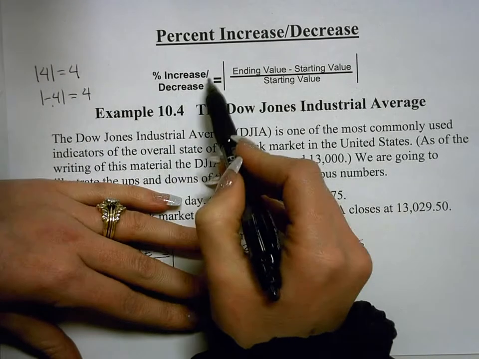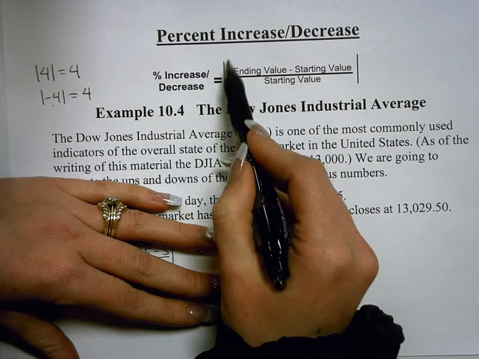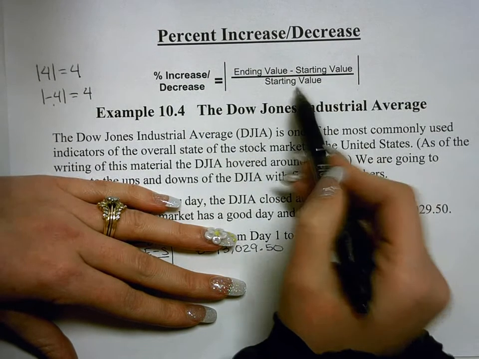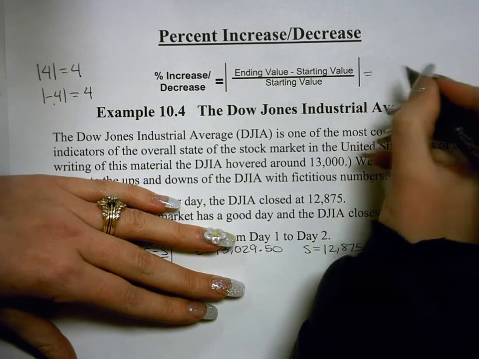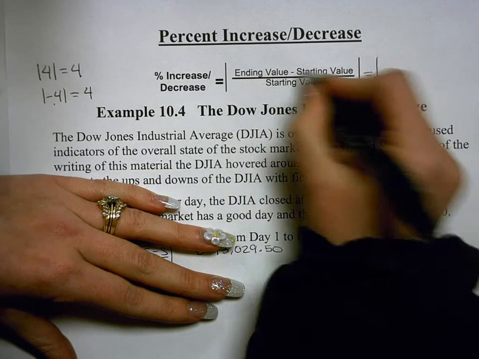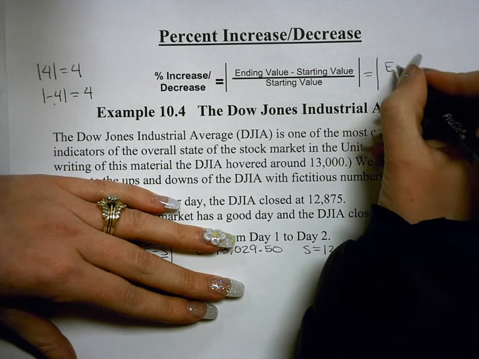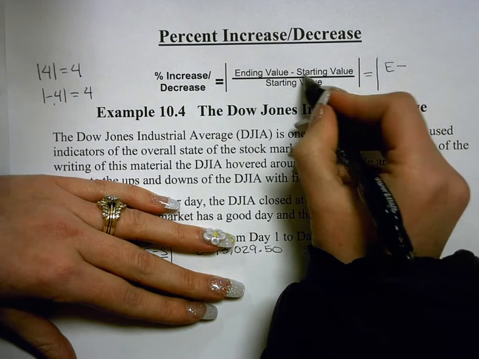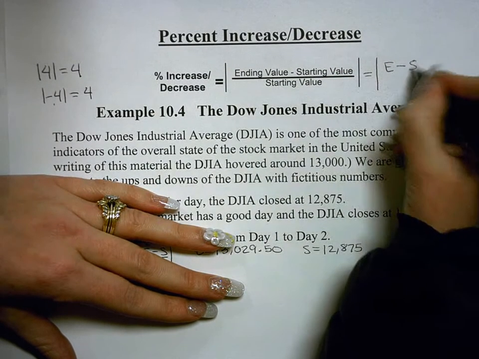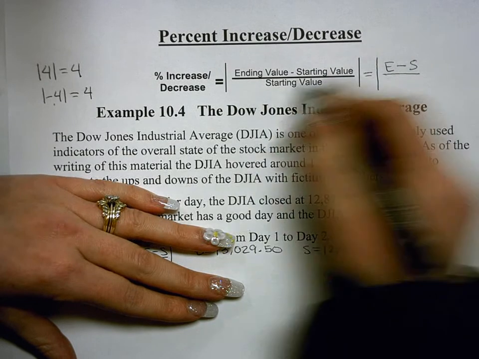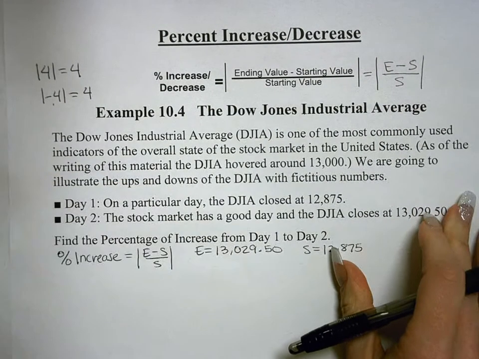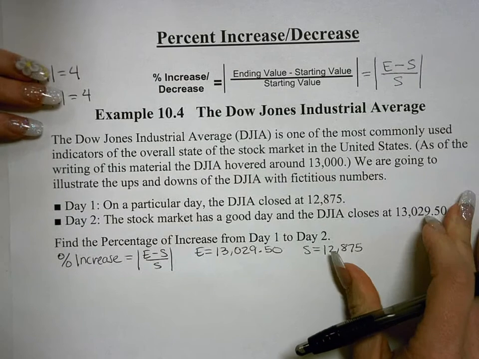Percentage increase or percentage decrease equals the absolute value of the ending value minus the starting value, all divided by the starting value. Now I like to write this as the absolute value. Instead of writing ending value, I just like to make an E, and that's subtracted by the starting value, or S, divided by the starting value, or S. Okay. Now let's look at example 10.4.